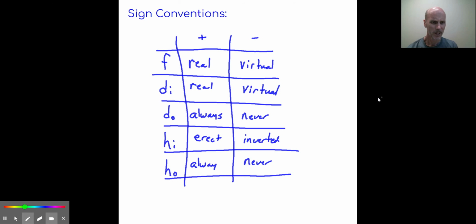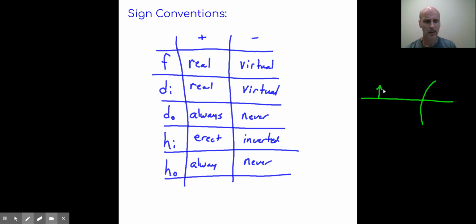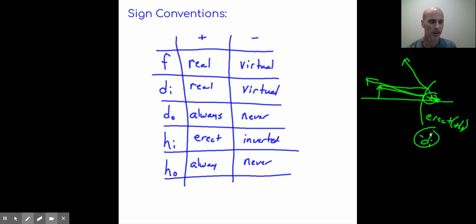And that kind of, I guess, makes sense if I drew a quick ray diagram here. Let's say I draw a ray diagram for a convex mirror. First ray hits here and bounces off in this direction, so we trace it back to the focal point back here. Second ray heads towards the center of curvature and bounces back this way, so we trace it back here. When you get this image over here, you can see, although I've drawn it small, it is erect, so that would mean that it is a positive HI, and that makes sense, it's upright. But we see here that it's a virtual image, so DI is negative.